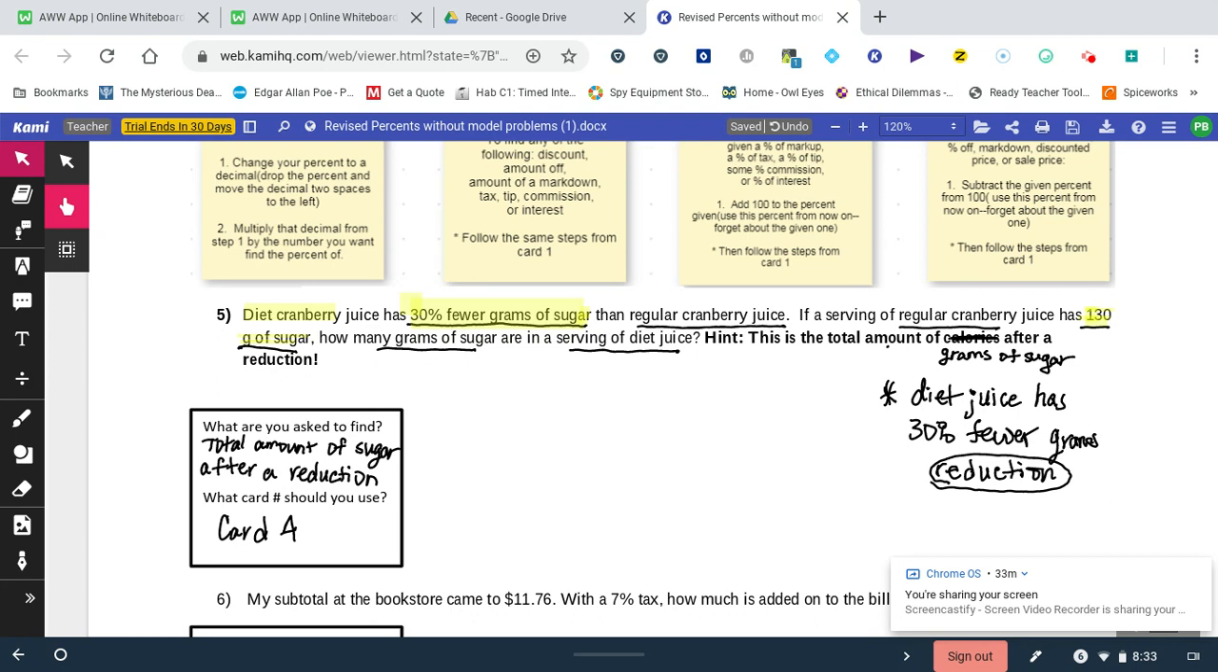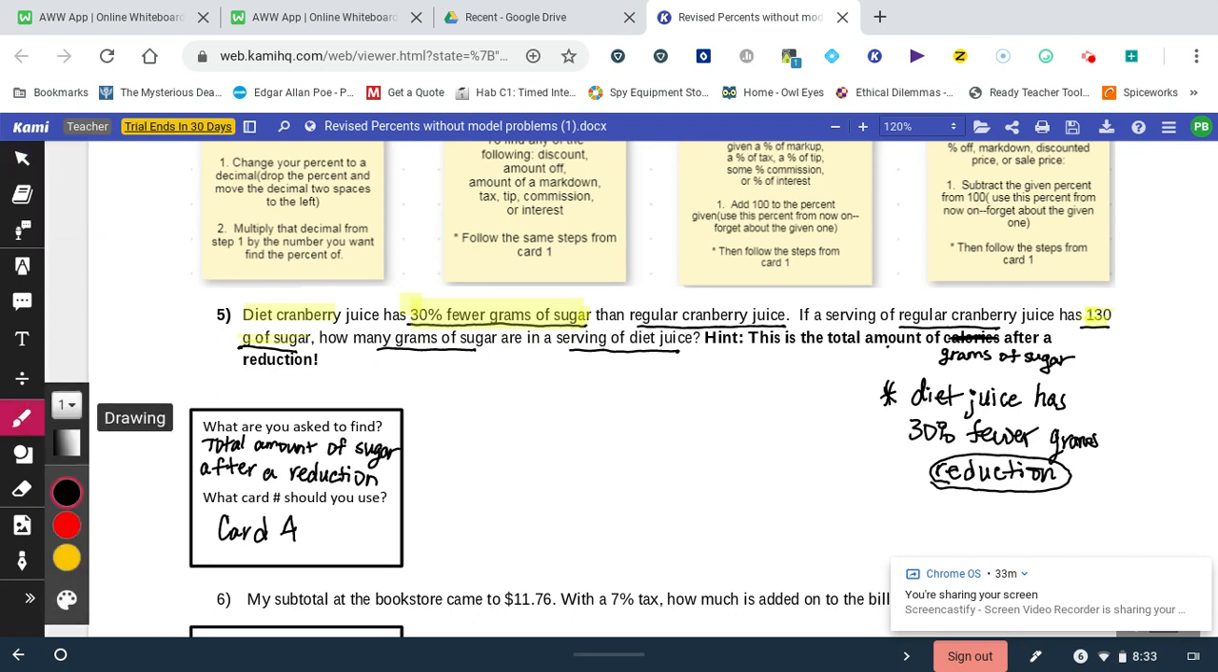All right, so what we'll do is start off with card 4. It says subtract the given percent. The reason we want to subtract is because we're looking for the amount of sugar in diet cranberry juice. It doesn't have the whole 100%. It has 30% fewer, which means it only has 70% of the sugar that the regular cranberry juice has.